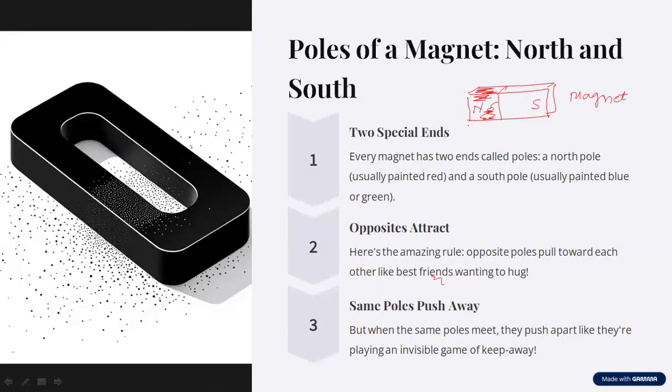Now, some unique properties we have. Like poles repel each other, that is, push away, and opposite poles attract. So the North Pole is always attracted by the South Pole. The amazing rule is that opposite poles pull towards each other like best friends wanting to hug, and the same poles push away, right? So if the like poles of two different magnets come near each other, they will push away each other. That means they get repelled.